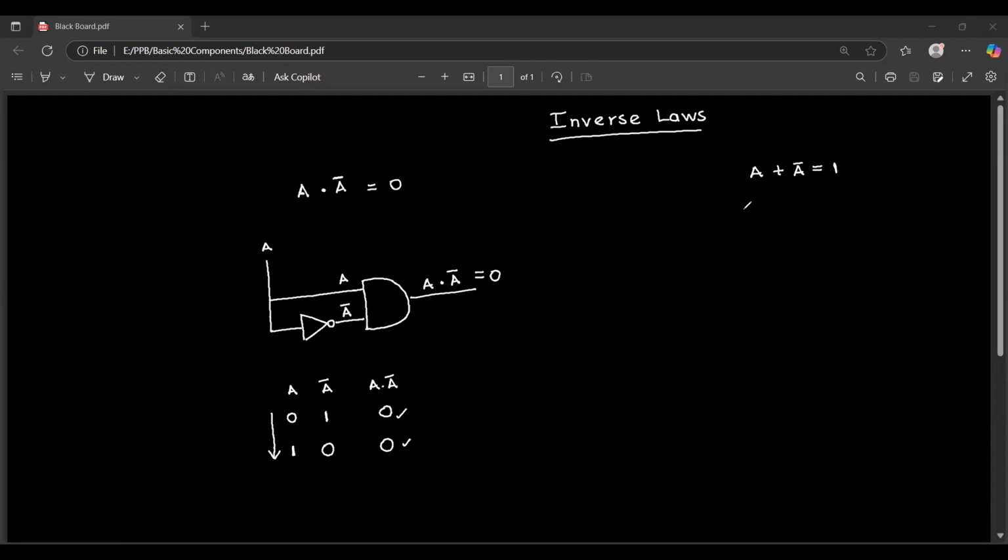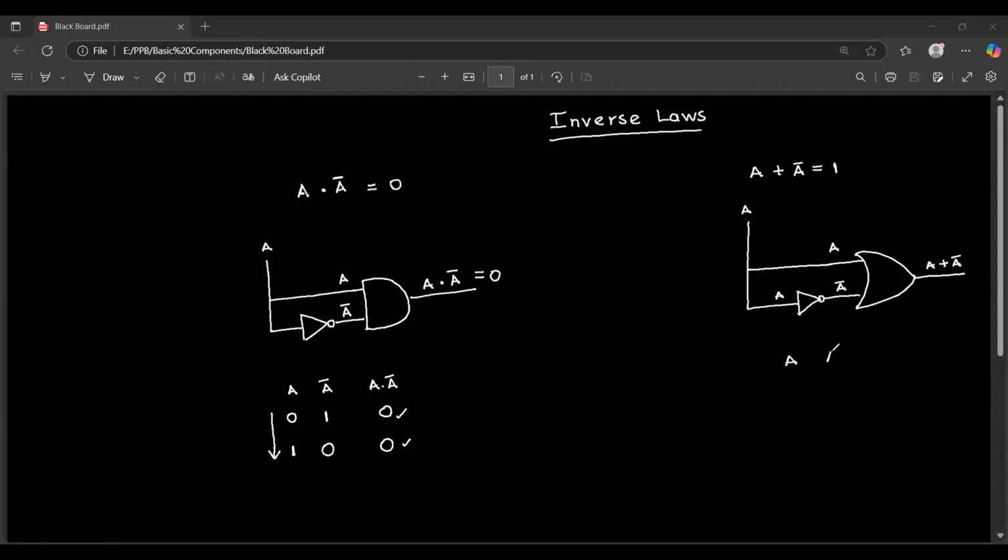Similarly, we can do it for A plus A bar also. So let me draw that properly. Here we have the OR gate, and we are passing A through a NOT gate first, and it is passed through the OR gate with A. So here we have A, this is A, and this is A bar, and the output is A plus A bar.